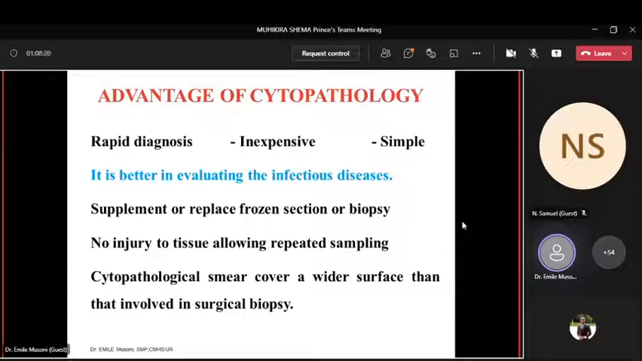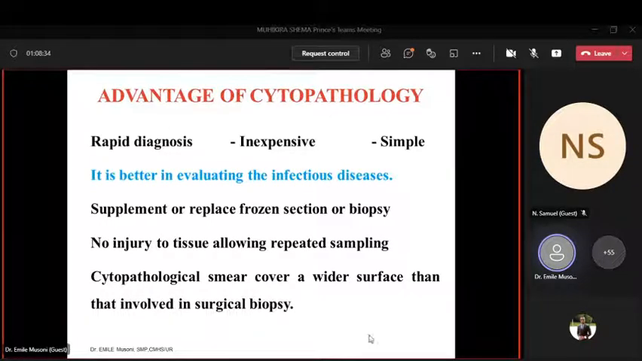So advantage of cytopathology is rapid. The turnaround time of the result is around 2 hours maximum. It is inexpensive and it is very simple. And it is better in evaluating the infectious disease. It can supplement or replace a frozen section or biopsy, meaning that you don't need surgical procedures. There is no injured tissue, allowing repeating samples.